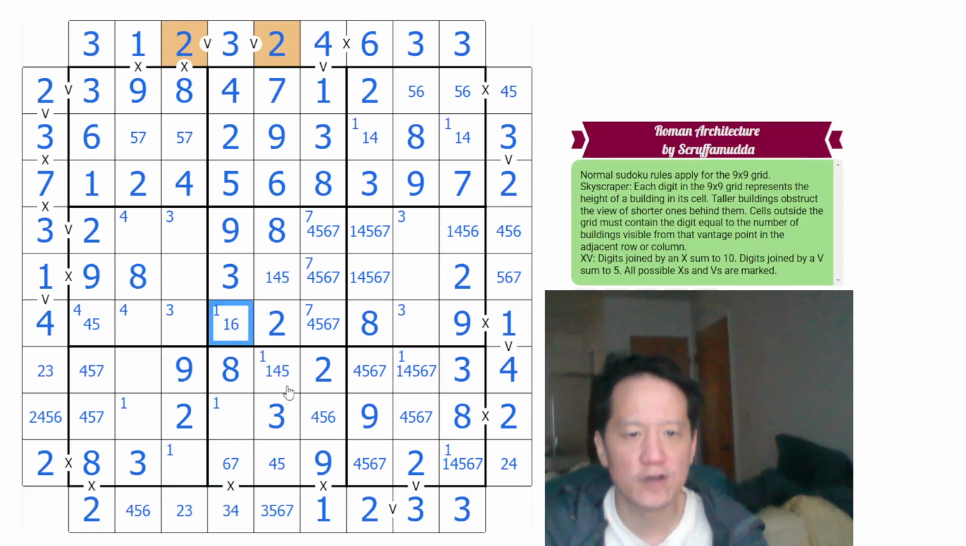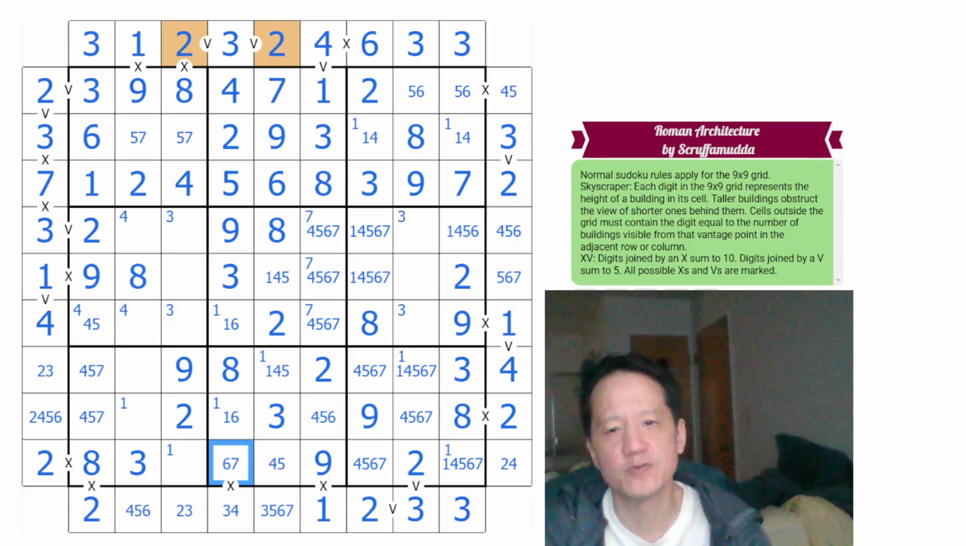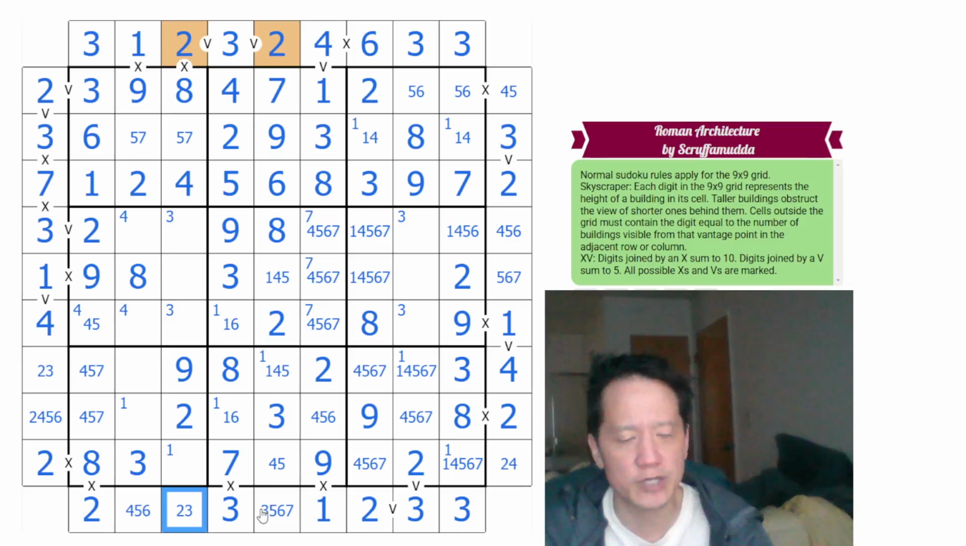No 4 or 5, so it's 1, 6. So this is 1, 6, or 7. It can't be 7 here. We have a 1, 6, 1, 6 pair in column 4, which eliminates 1 and 6 from the rest of the column. So this must be 7, which makes this 3. This can't be 2 anymore, so this has to be 3.